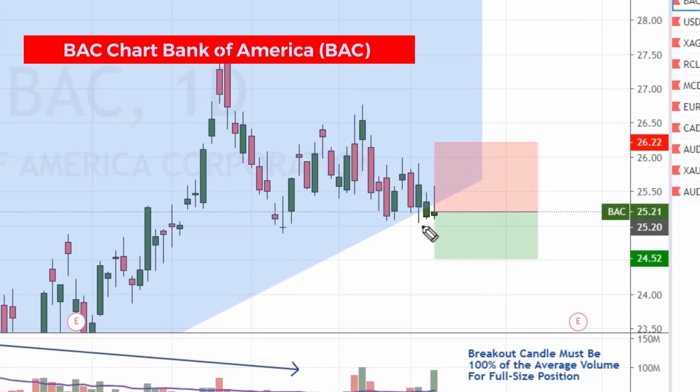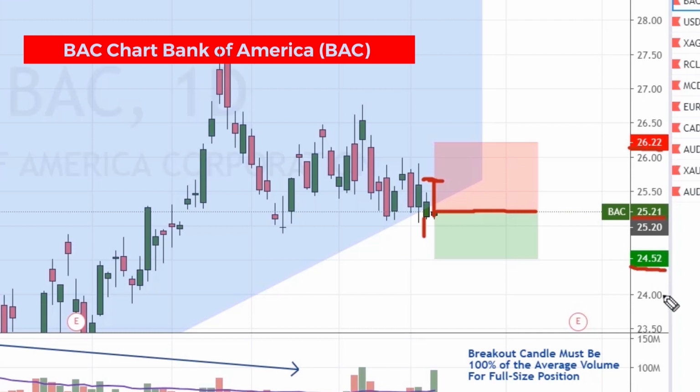So Bank of America chickened out on the break on Thursday, and on Friday it gapped down and pushed way up here back into the bear flag, and then it closed right down here below the bear flag. So that was kind of weird. Anyway, I sold it at 25.21. My stop is 26.22.